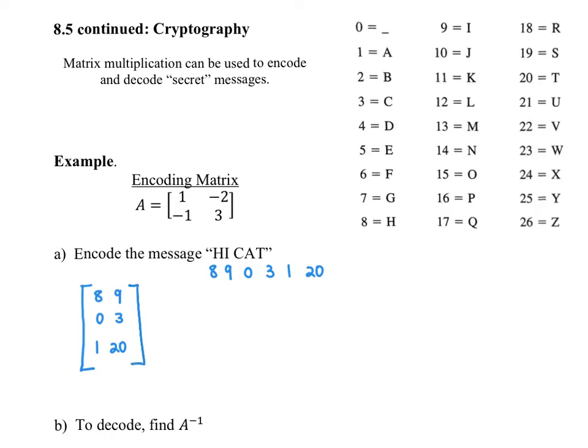I'm going to multiply this by my encoding matrix so that before I send it to my friend, it's already encrypted so no one can easily translate it. If I don't match the columns to the encoding matrix, when I do the matrix multiplication, it won't work. So I'm going to do row by column. Let's see, 8 minus 9, 0 minus 3, 1 minus 20.